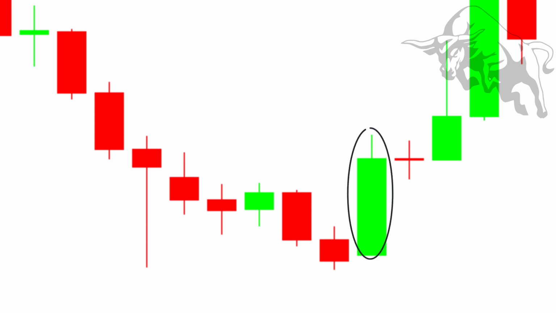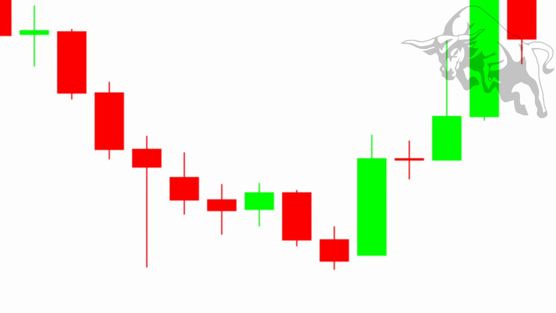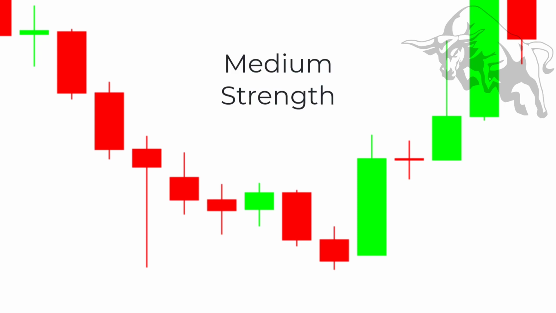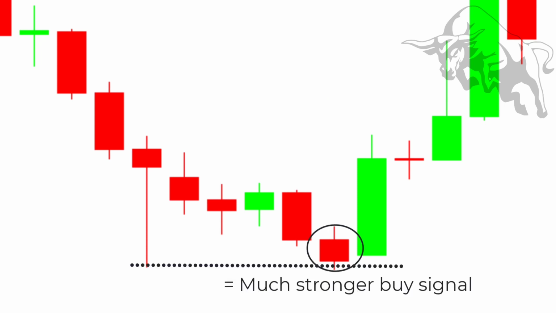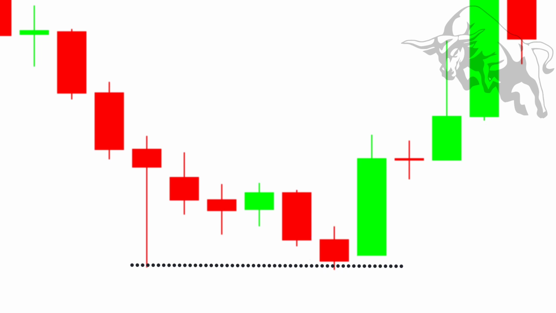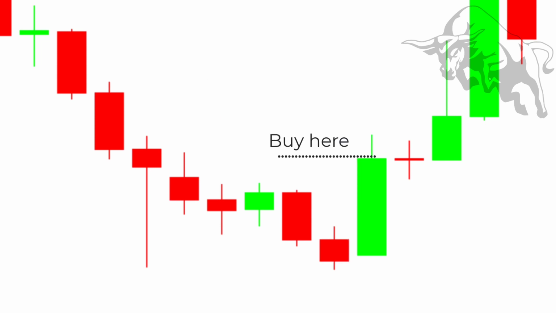By the way, this breakout candle is called the outside candlestick pattern, which I will cover later in this video. The outside candle has a medium strength. And if you combine it with the spinning bottom candlestick, along with the solid support level, you will get a much stronger buy signal. Allow me to clarify, the reason why I have called it a solid level is because the market has proven that it's a solid support, because the price got a strong rejection from it in the past. So all these three technical factors, one, two, three, will give us a much better buy signal, and you buy only once the outside candle closes.